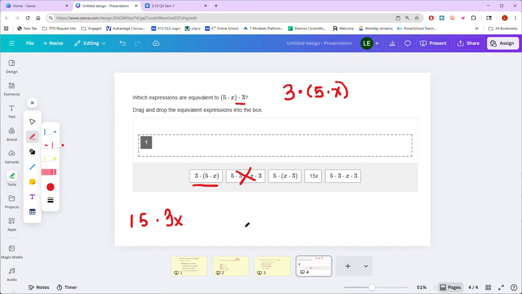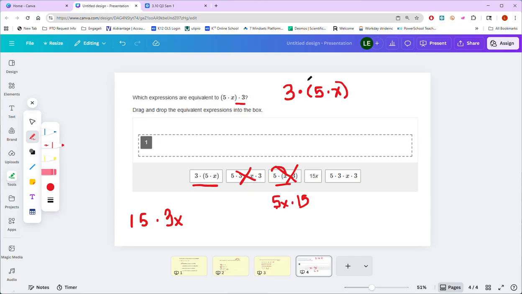But if I were to change this and try to work out what this would be, that would be 5x times 5 times 3, which is 15. So you can see these two are different numbers. This right here and this right here are two different numbers. We have a 5x and a 3x. So that would not work.